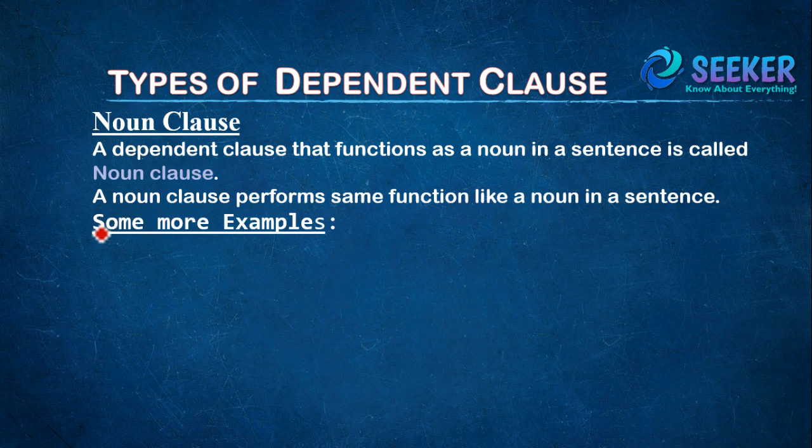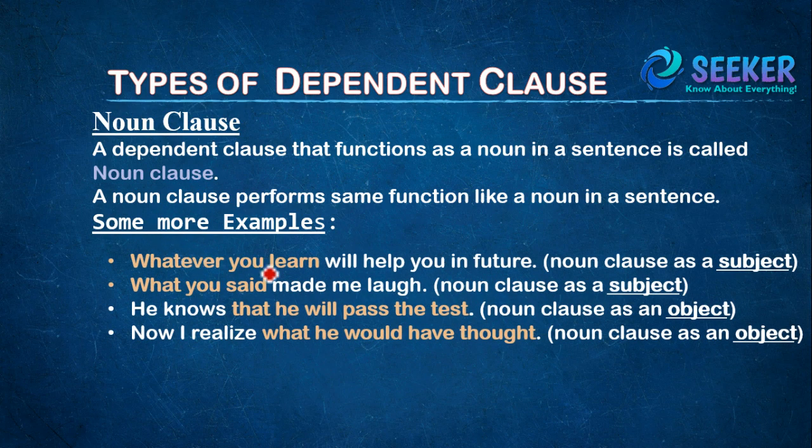Now let's see some more examples. Whatever you learn will help you in future. Here, the noun clause acts as a subject. And what you said, here it also acts as a subject. He knows that he will pass the test. Here the noun clause acts as an object, while now I realize what he would have thought. Here it acts as an object.